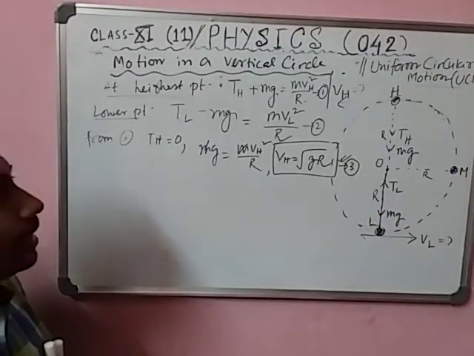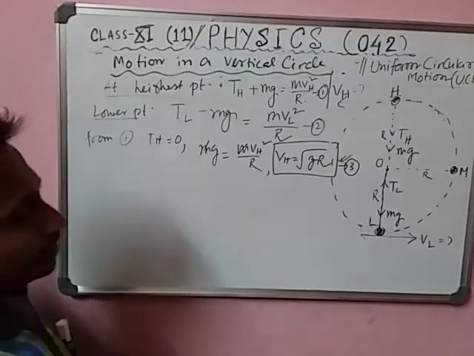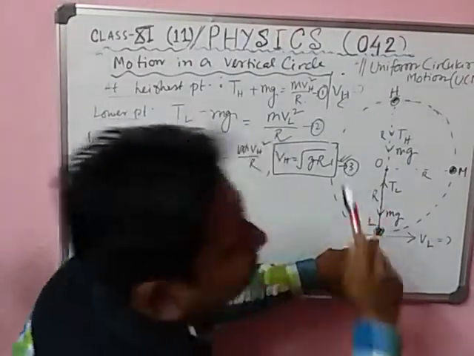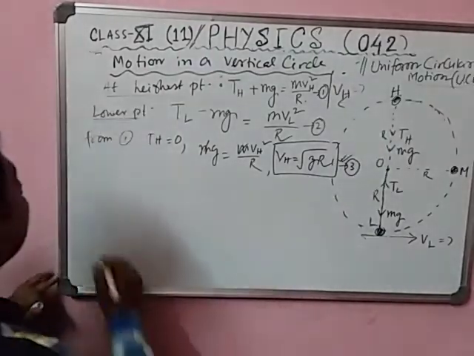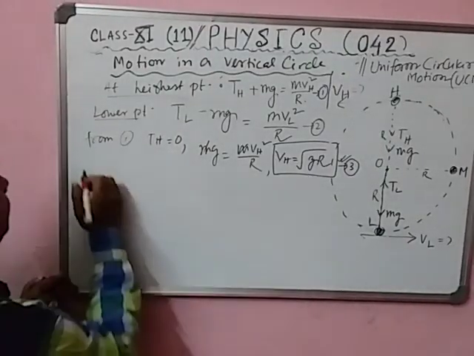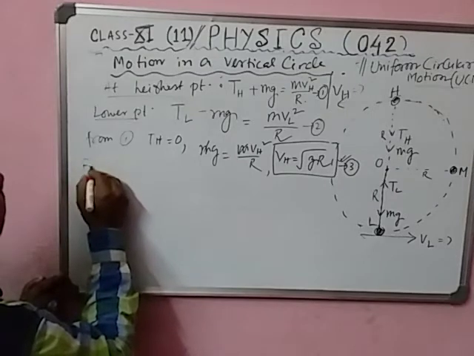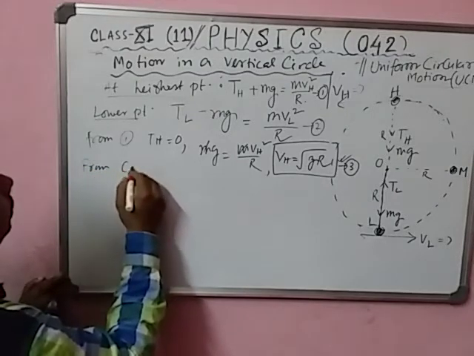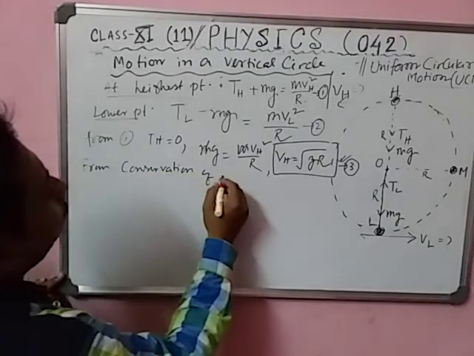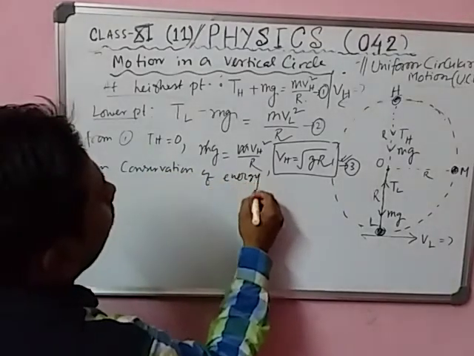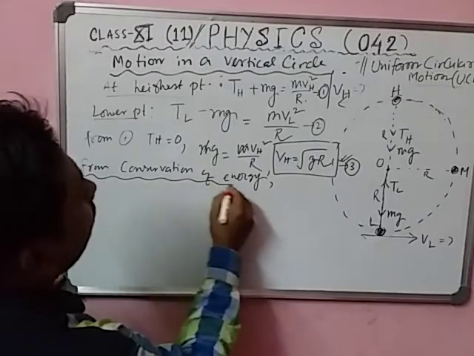Next, you want to find the minimum value of the lower point velocity. For that we use the conservation of energy principle. So from conservation of energy, what will you get?